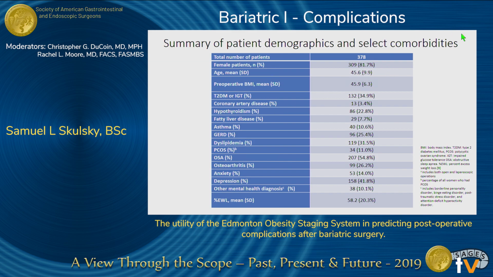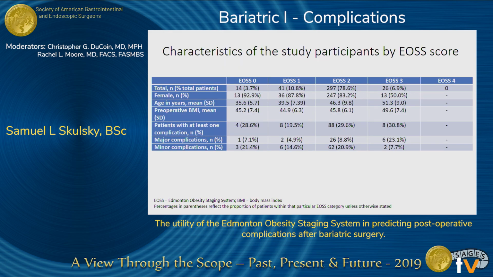This is a brief summary of the characteristics of the patients. We had 378 in total. You can see their mean ages and preoperative BMIs, and this is the distribution of the comorbidities that were collected. And this is the characteristics of the study participants by EOSS score. As you can see, EOSS 2 forms the predominant cohort, and this may reflect a preoperative selection bias, because these patients are inherently a little healthier than your EOSS 3s, and again, you have to qualify and have comorbidities with a BMI greater than 35 compared to the EOSS 0s and 1s.